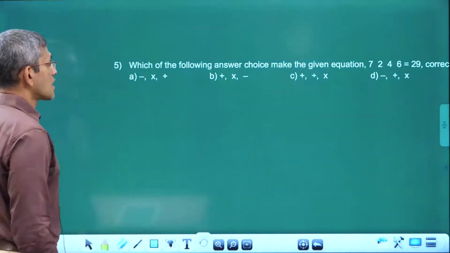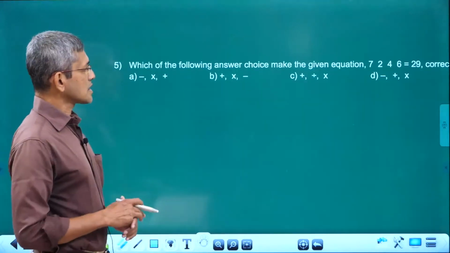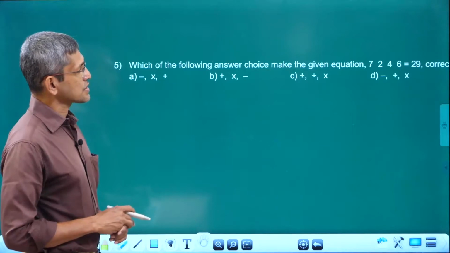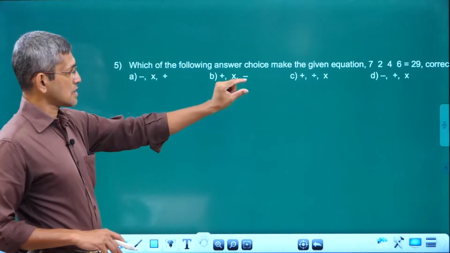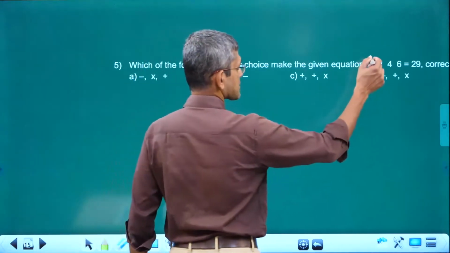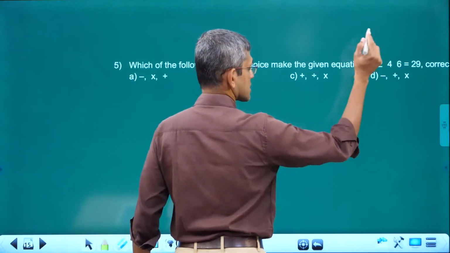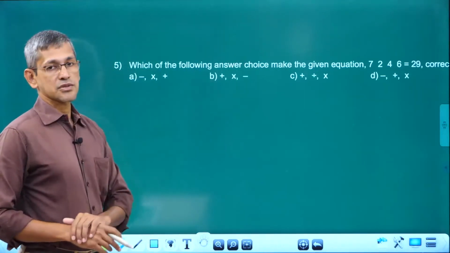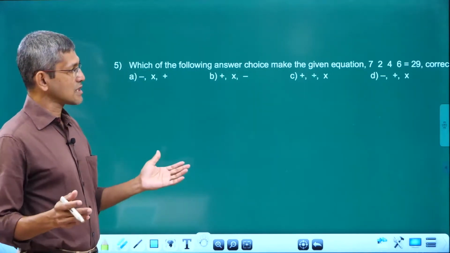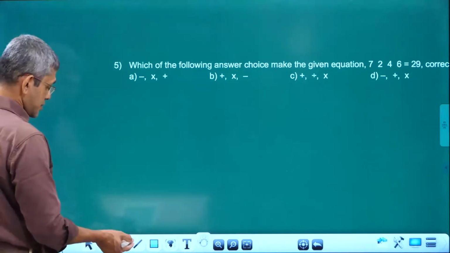Done. Next one. Which of the following answer choices make the given equation 7, 2, 4, 6 equal to 29? So that means you have to replace the gaps. Here we have the gaps 1, 2, 3. Those 3 gaps have to be replaced with these symbols, the answer choices. So the best way to deal with that question is trial and error. Okay, so let's try this.